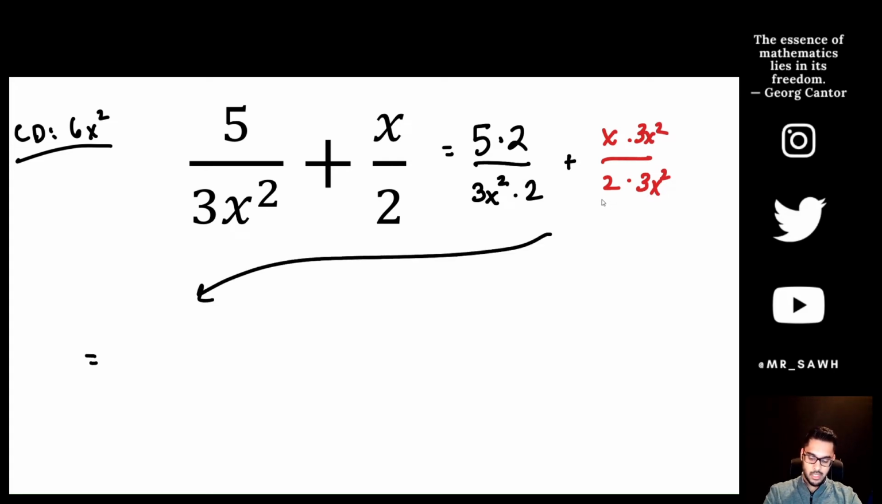So if I write out this statement again, so I've got 10, now the denominator is 6x squared, plus 3x cubed over 6x squared.